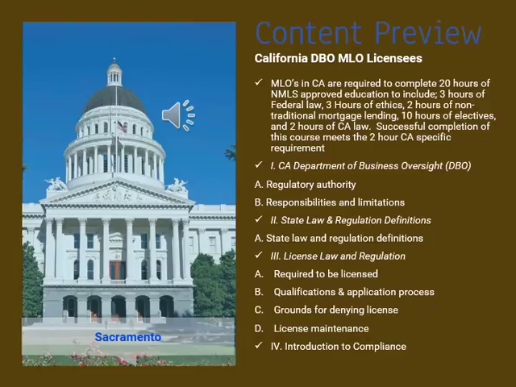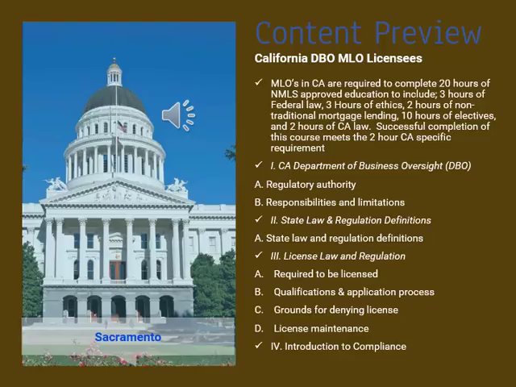Notice the Capitol Building of California, located in Sacramento, California. Mortgage loan originator licenses are issued through the California Department of Business Oversight. MLOs in California are required to complete 20 hours of NMLS-approved education, to include 3 hours of federal law, 3 hours of ethics, 2 hours of non-traditional mortgage lending, 10 hours of electives not designated by topic except for mortgage-related, and finally 2 hours of California law-related instruction. Successful completion of this course meets the 2-hour California-specific requirement.